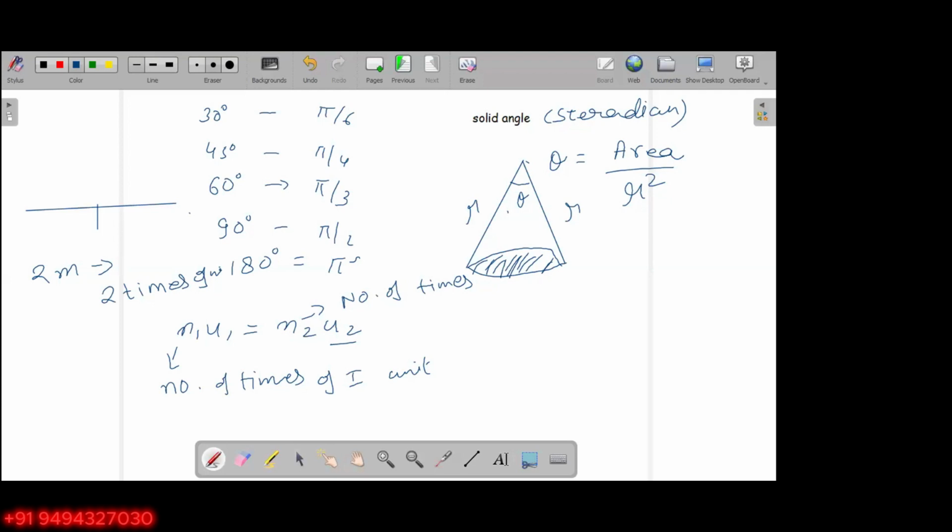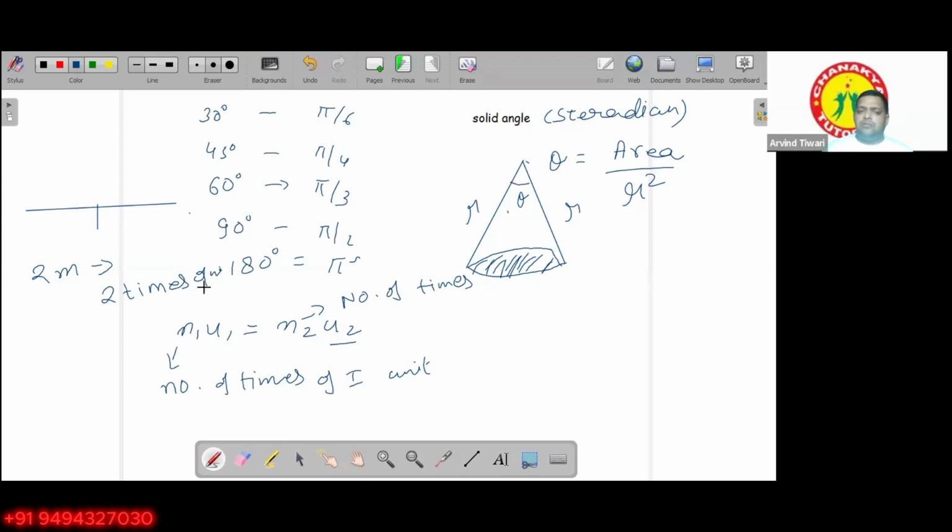No. Okay. So 2 meter means 2 times of meter. 2 kilogram means 2 times of kilogram. In the similar way, suppose instead of this meter, I'm using foot. So I will be saying it is equal to 6.2 foot or 6.2 feet. So this is 6.2 times of 1 feet.